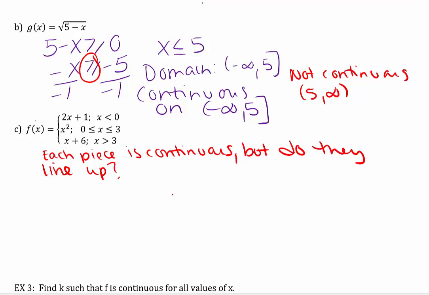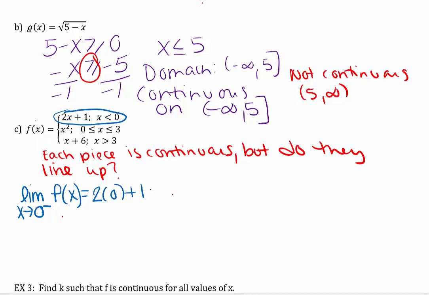Okay, so when x is less than 0, we use this first definition, 2x plus 1. So that means if I want to find the limit as x goes to 0 from the left of this function, I am talking about x values that are smaller than 0. So again, I'm going to use that first definition. To find this limit, I could plug in 0 for x. I get 2 times 0 plus 1, or 1.